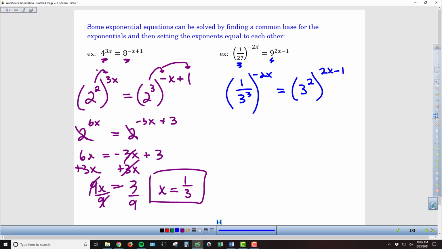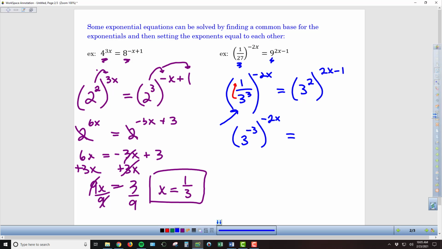Now the challenge I have on this side over here is that the base that I have, the 3, is in the denominator. But another rule of exponents that we hopefully remember is that I can move this base to the numerator and then just change the positive negative sign of the exponent. So 1 over 3 to the third is the same as 3 to the negative third. So I can move that base up to the numerator, but then I have to change the positive negative sign on the exponent. And then of course I still have that negative 2x exponent on the outside of the parentheses.